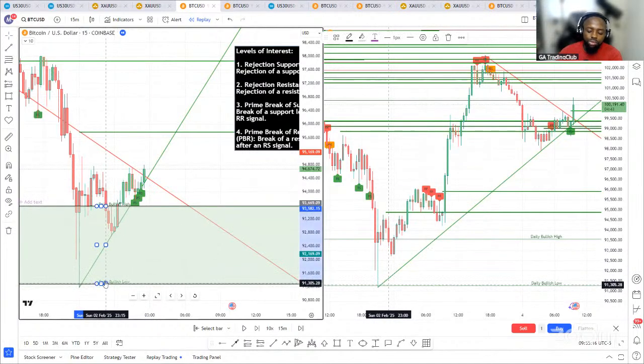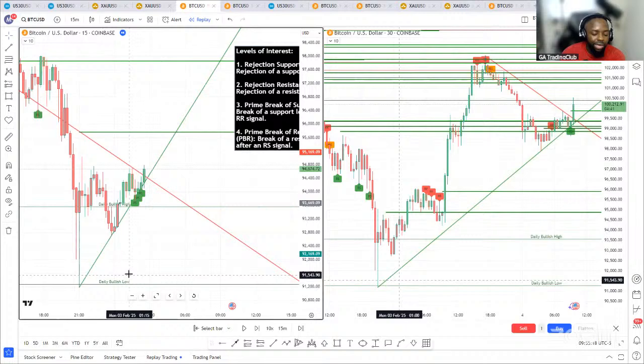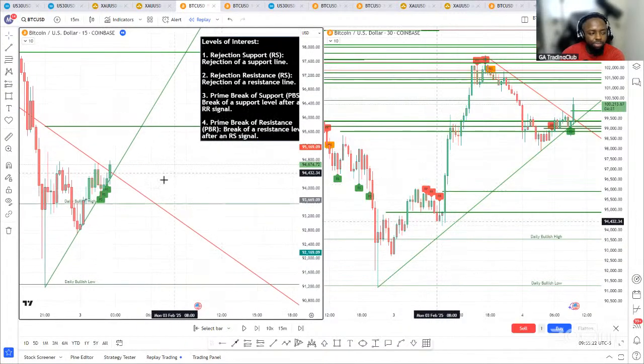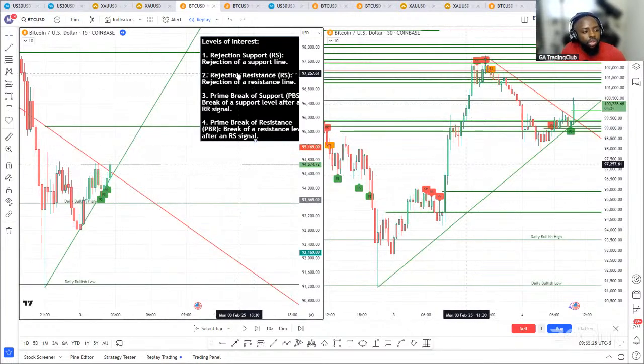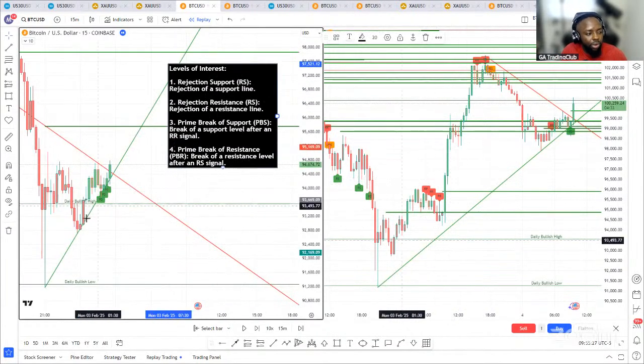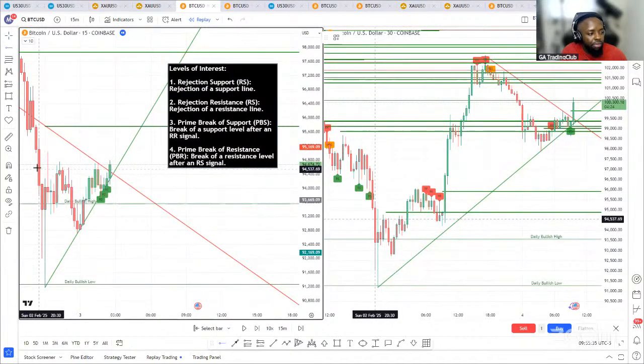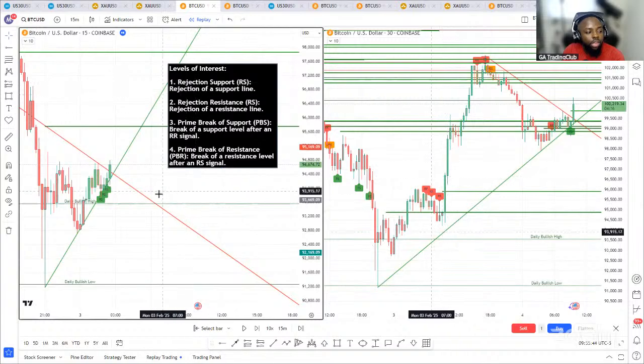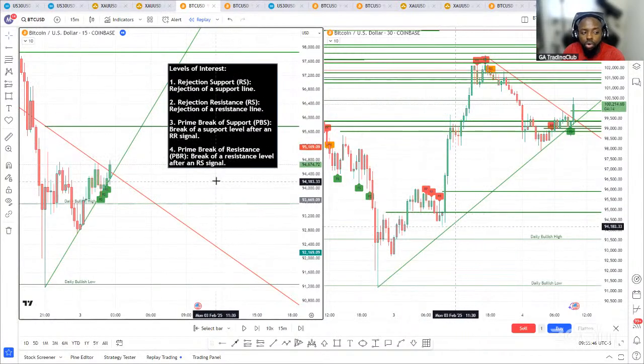So this is one of those setups that rarely come up, but when they do, it's like an A plus setup. So here, how you would trade this particular one, since you're looking for a buy, the best case scenario is you find where price is going to close above this resistance level. So either this resistance line, or ideally above this resistance level. So that is where you need the prime break of resistance.